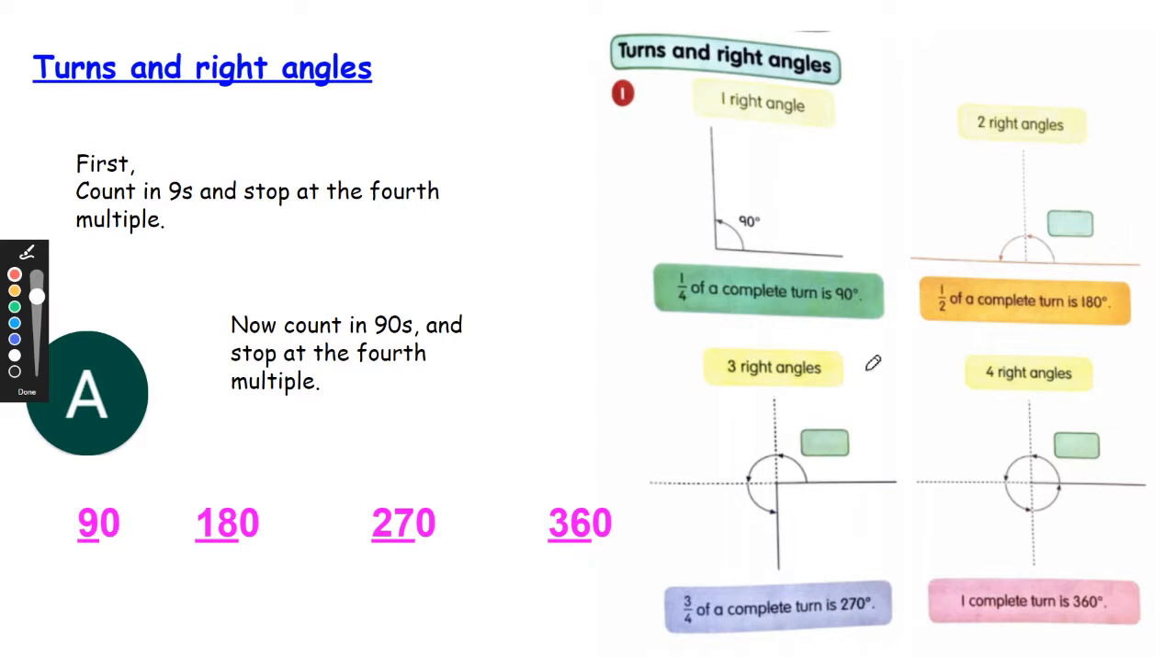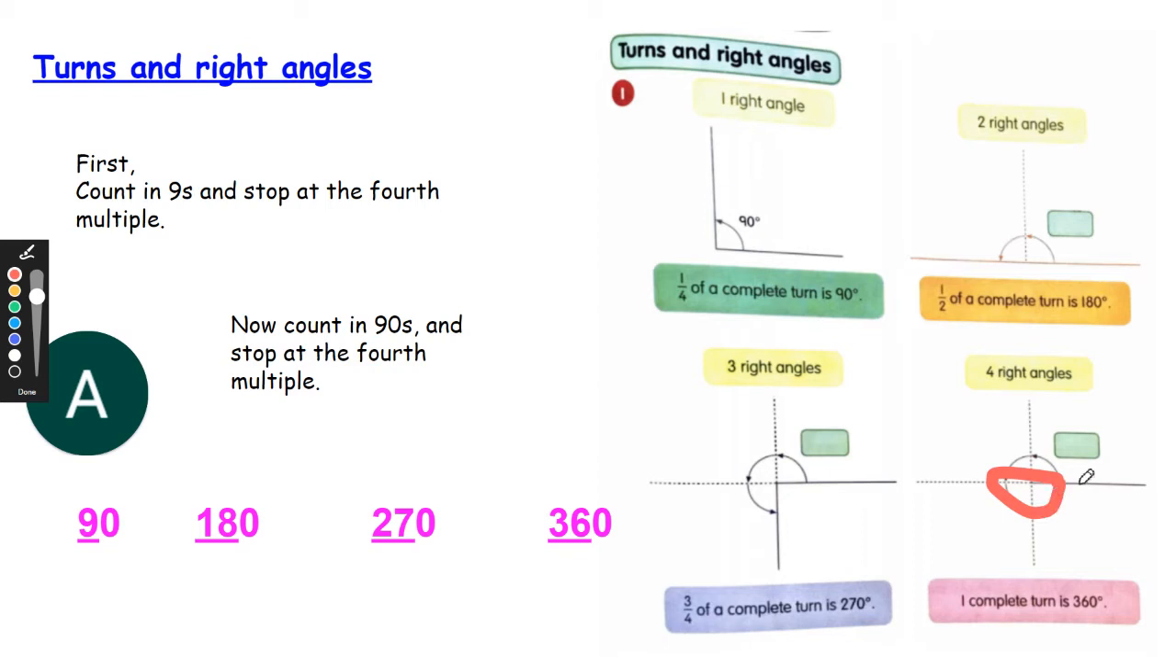Okay, down on this one here we've now got 3 right angles. And we said, didn't we, that 3 right angles is 270. How many quarters have we turned? We've turned 1, 2, 3 quarters. So 3 quarters of a complete turn is 270. And the last one is 1 complete turn.